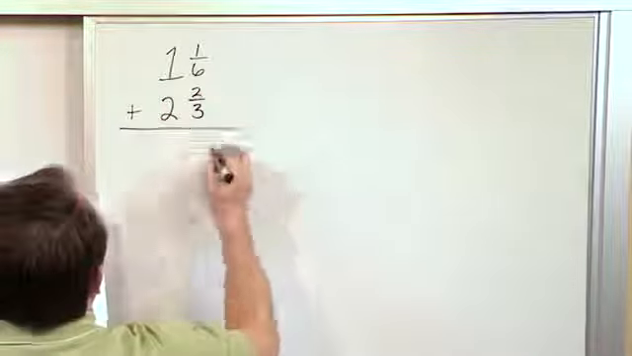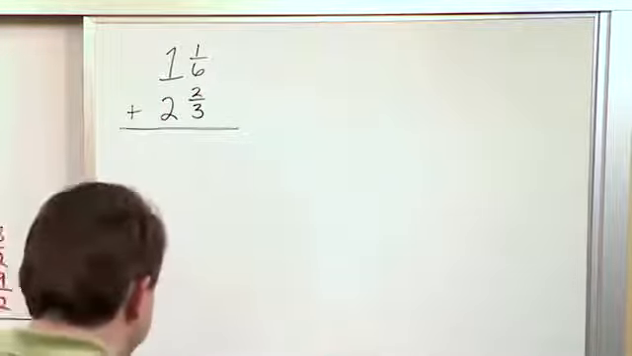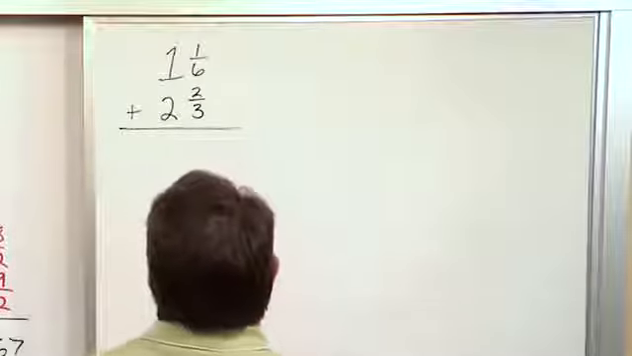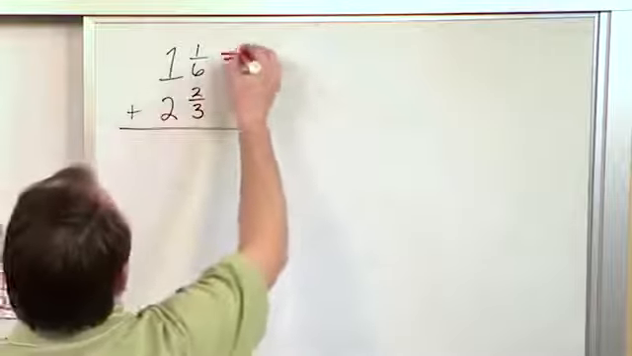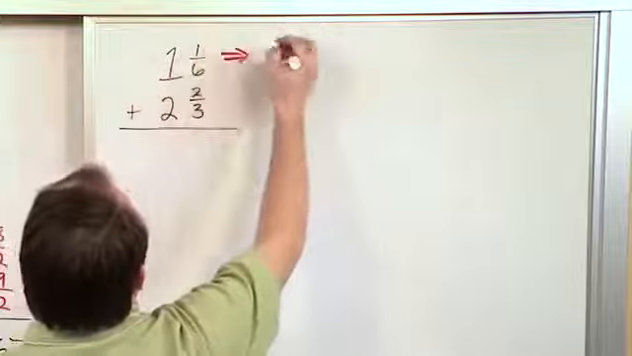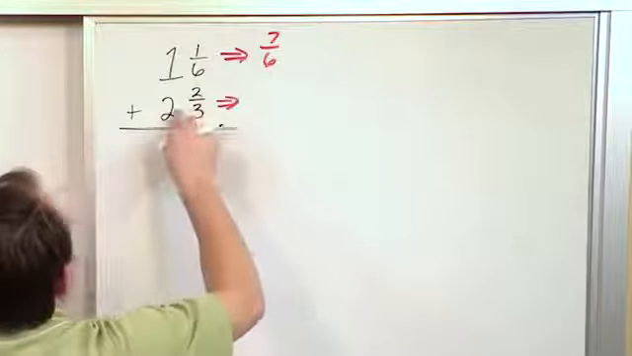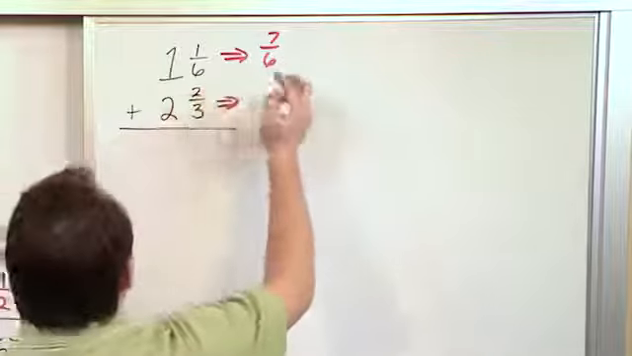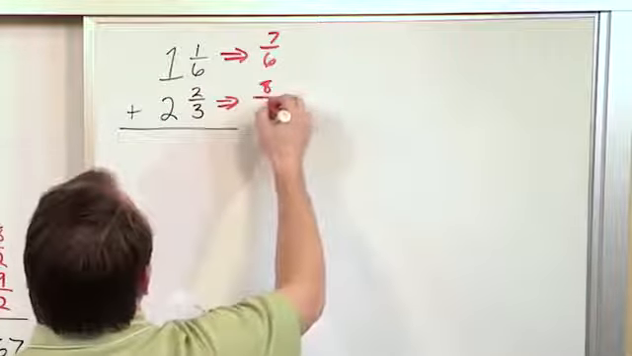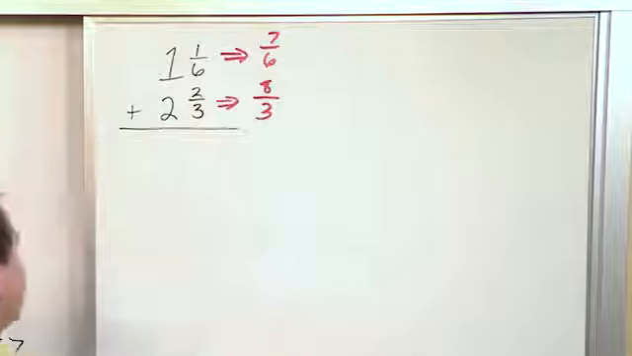And we want to add these guys together. And we want to do it using this method here. So let's convert these to improper. So this guy, 6 times 1 is 6, plus 1 is 7, and write it over 6. 3 times 2 is 6, plus 2 is 8, and we write it over 3.